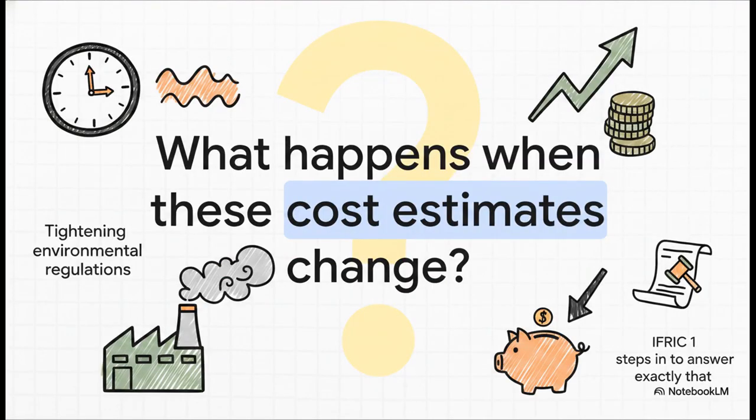But here's the reality, right? 20 or 30 years is a really long time. Labor costs skyrocket, environmental regulations get way tighter, inflation does its thing. That initial estimate you made, it's almost guaranteed to be wrong. So what happens when these cost estimates inevitably change? Well, that is exactly the issue IFRIC 1 steps in to solve.